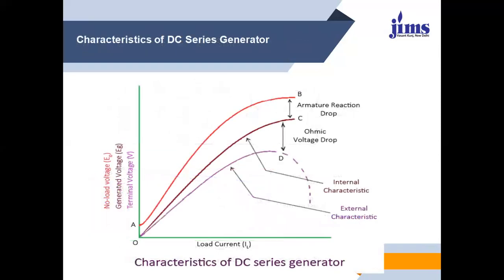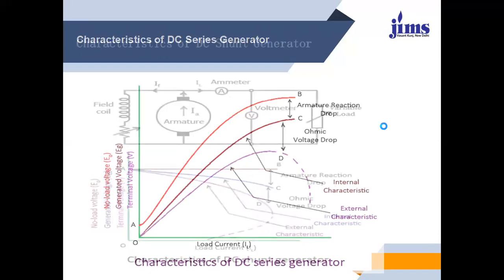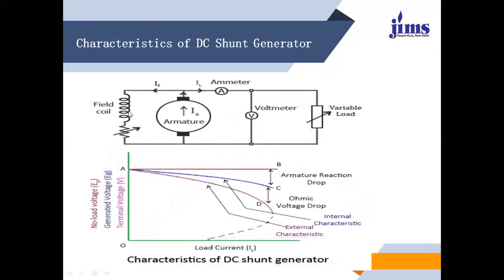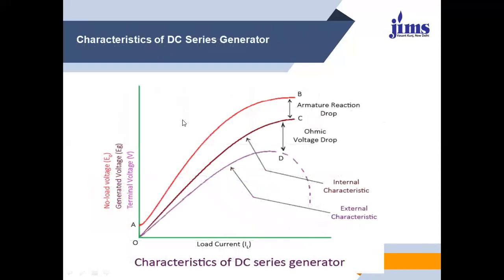This is the characteristics of the series generator. As we found in the previous one, the field winding and the armature winding are connected in parallel with each other. While we are connecting the field winding in series with the armature winding, we are getting the series generator. So in case of the series generator, the field current and the armature current both are the same, and similarly the load current will be the same over here.